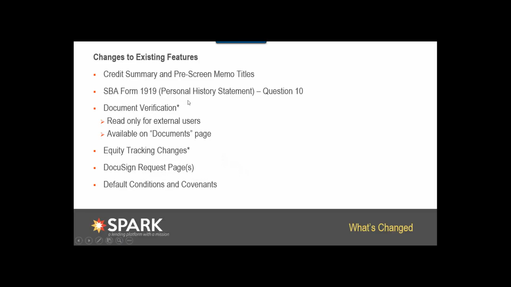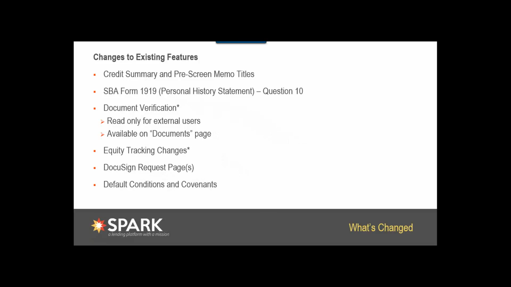For the SBA Form 1919, which is a personal history statement, question 10 is going to be automatically answered as yes. If borrowers were filling this out, we found that they were filling it out incorrectly. It's going to automatically default to yes, since they'll most likely be using the third-party packager or lender referral. So it just eliminates some confusion that we had with that.